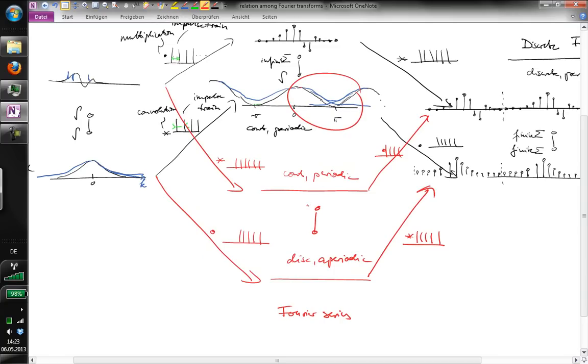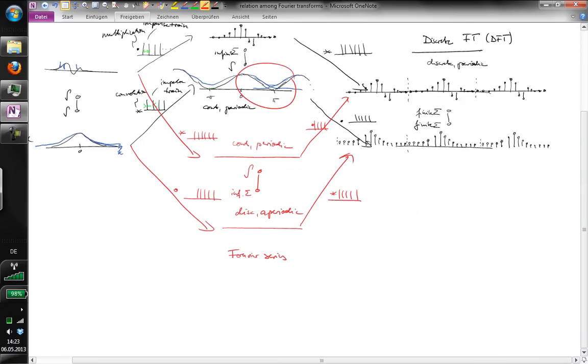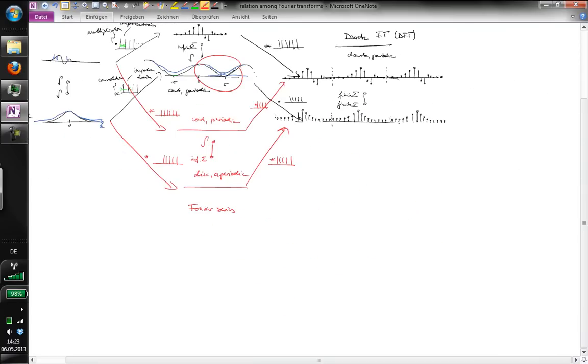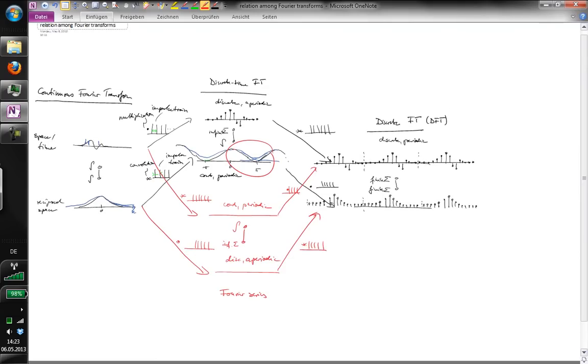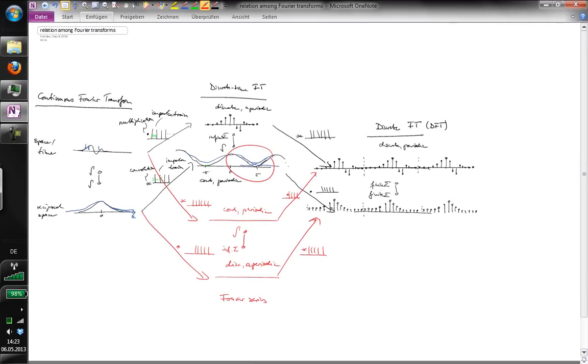Where I have an integral over a finite interval in the one direction and an infinite summation in the other direction. So, big picture of how these relate to each other. Do you have questions?